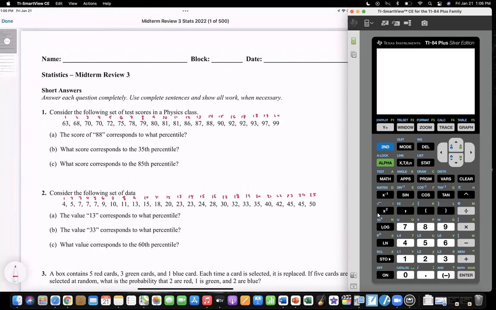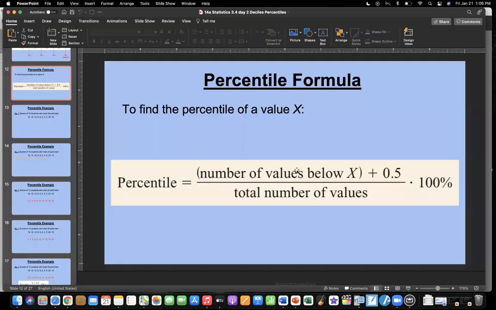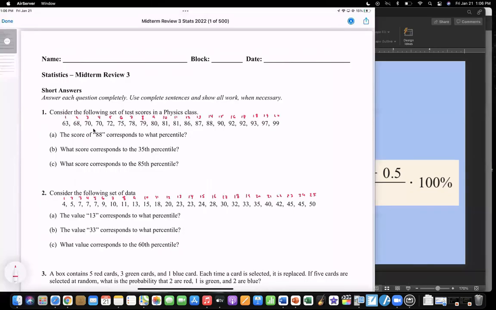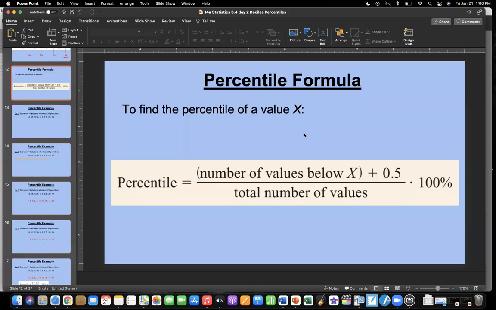So if we remember our formula here, to find the percentile, I count the number of values below the value. So that should be in order. Notice that this one's already in order, so the numbers are already in order for us. Otherwise, we may have to do that. But I count the number of values before it, add on 0.5, and divide by the total number.